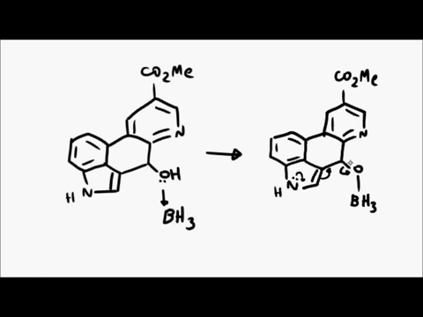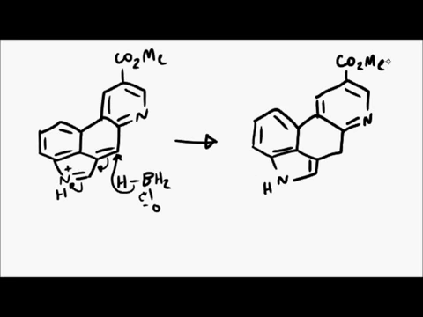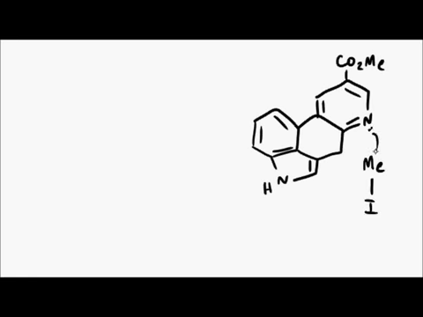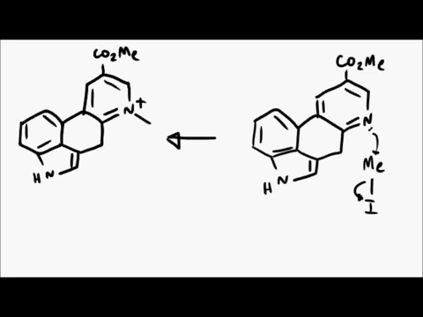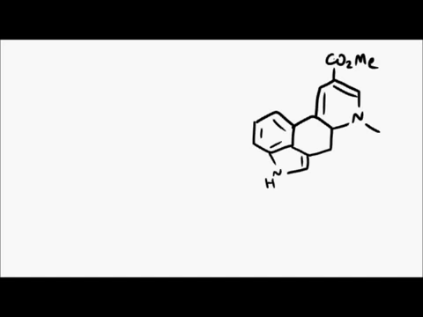Borane was used for another reduction. The nitrogen probably again pushes out some intermediate like this, and then a hydride ion captures the product. After this, methyl iodide is used to alkylate the ring nitrogen, which then picks up a permanent positive charge and makes it much more reactive to sodium borohydride. The first reduction is here, and there's another reduction which needs to happen in this system.